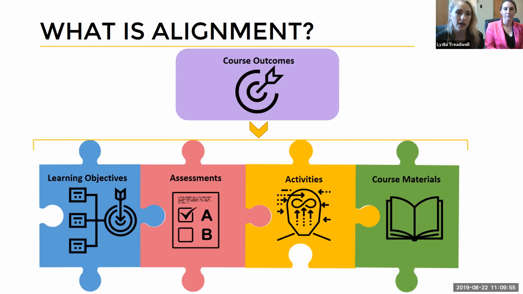And so today we'll start out talking about course outcomes. We'll talk about how to break those down into objectives, how you can use assessments to determine whether or not those objectives and outcomes have been reached, and then how your activities and course materials can support the acquisition of the outcomes, objectives, and assessments.